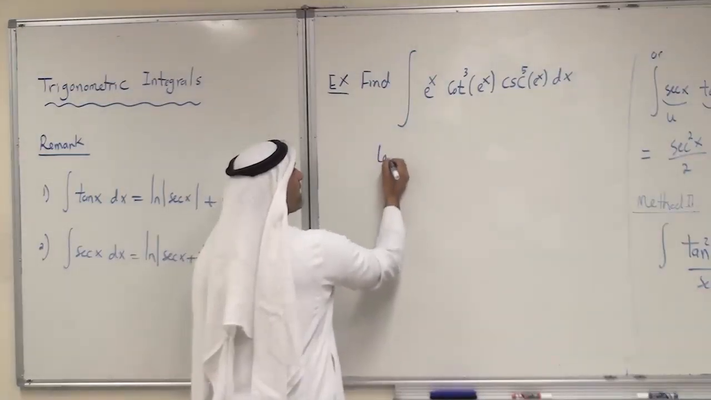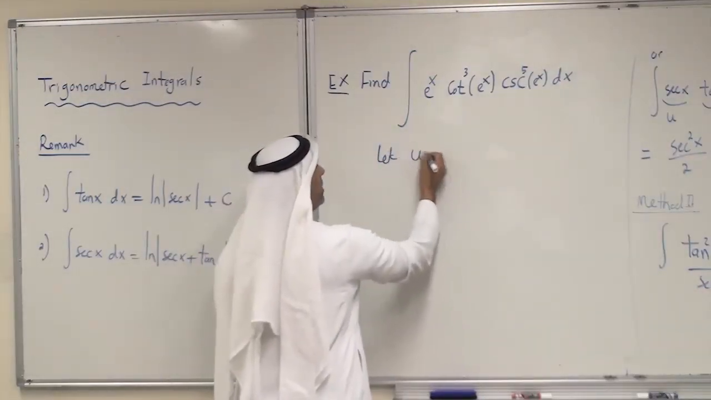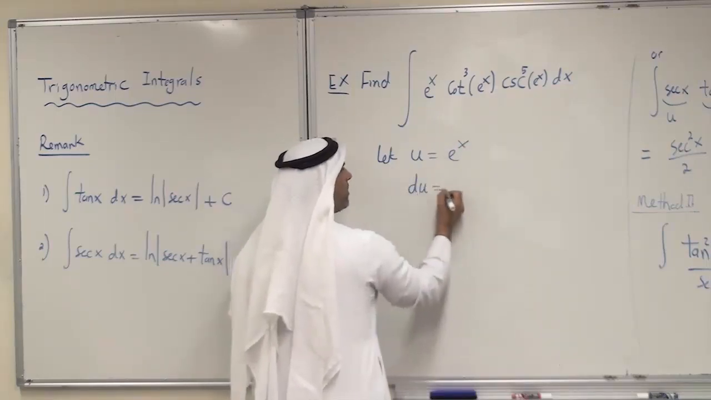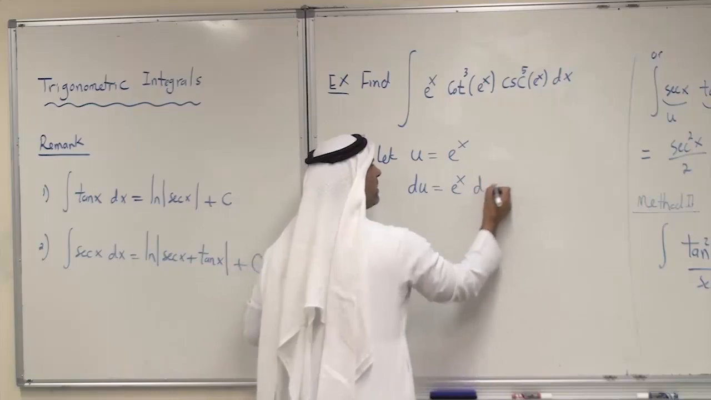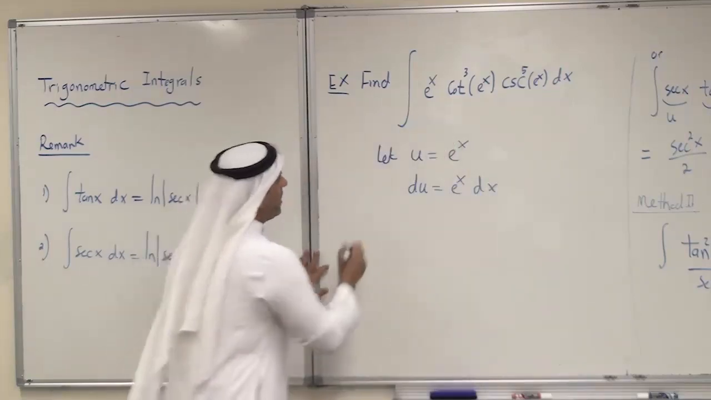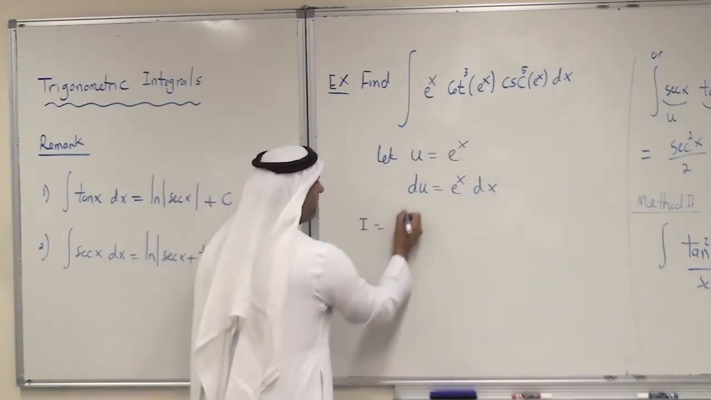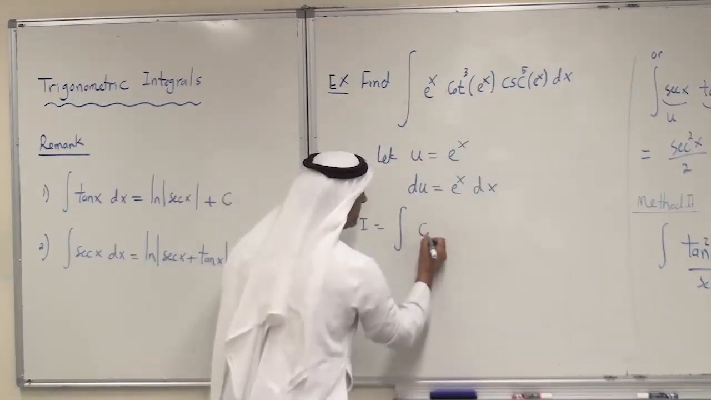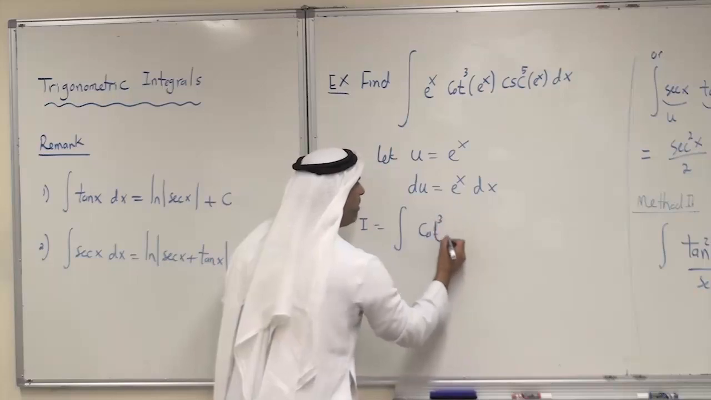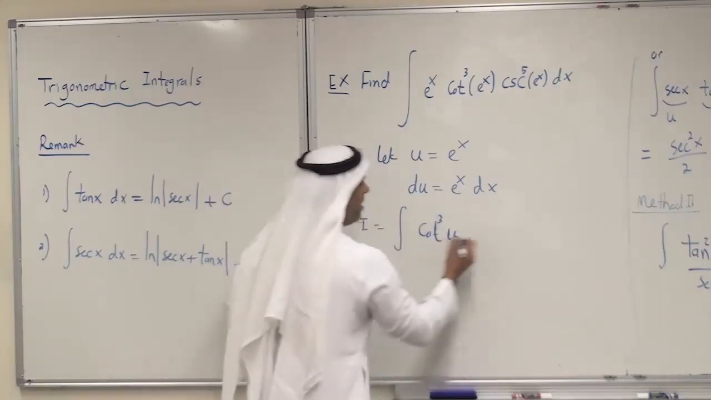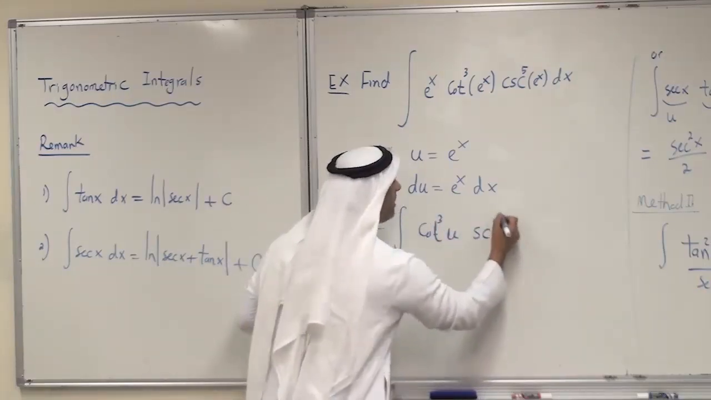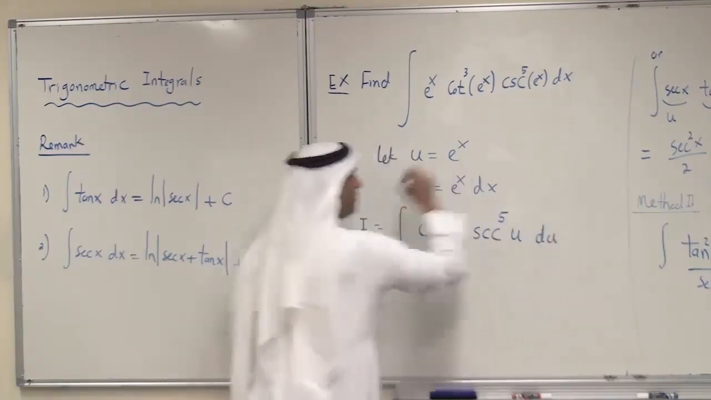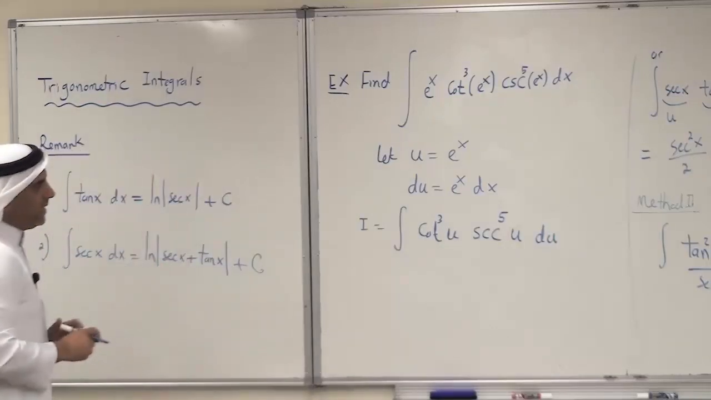First, I will make a substitution: u equal to e to the power x. What will be du? du will be e to the power x dx. Fine. So the integral we have is equal to, e to the x dx, that is du, so we have cotangent cubed of u, cosecant to the power 5 of u, and this is du, which is e to the x dx.